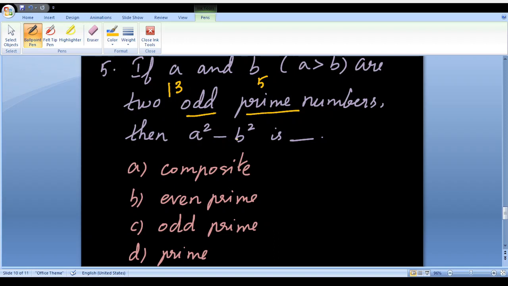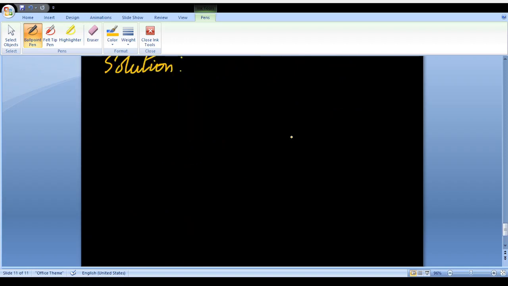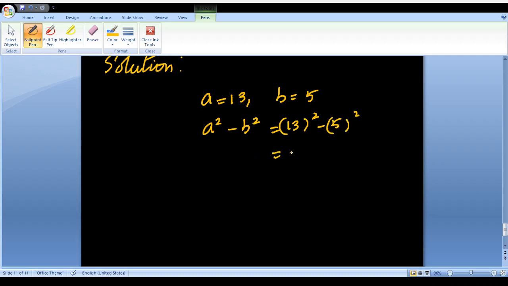Now, A square minus B square. We have to find the value of A square minus B square. Okay, so A is 13 and B is 5. So we'll square these: 13 square minus 5 square. 13 square is 169, minus 5 square is 25. When you subtract this, you'll get 144, right?